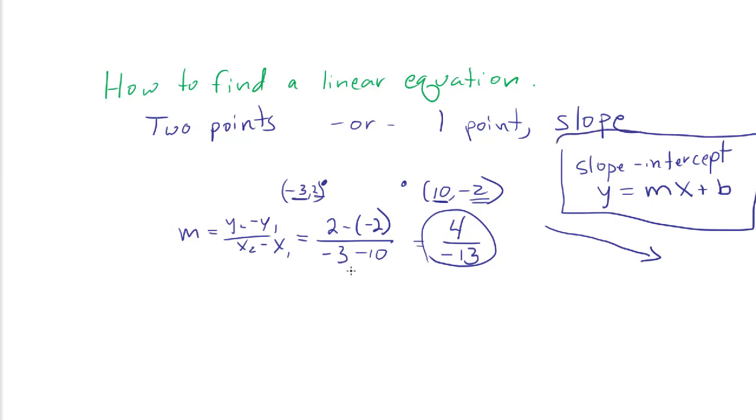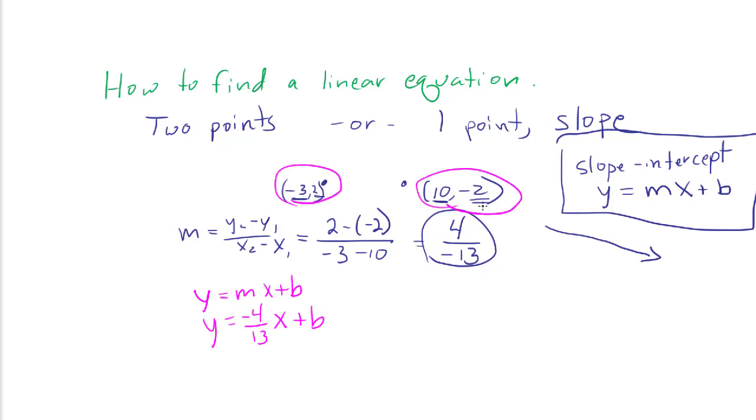Well, I'm going to set up my equation, y equals mx plus b, and I know the slope. I'm going to plug that in: y equals -4/13 x plus b. Well, I need to solve for b. How do I get that? Well, I have x, y points, (-3, 2) and (10, -2). I can choose to plug in any of those points for x, y, and it doesn't matter. It could be any point on the line. So let's choose (10, -2).